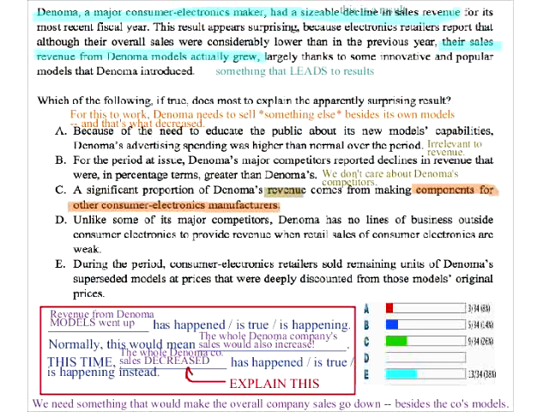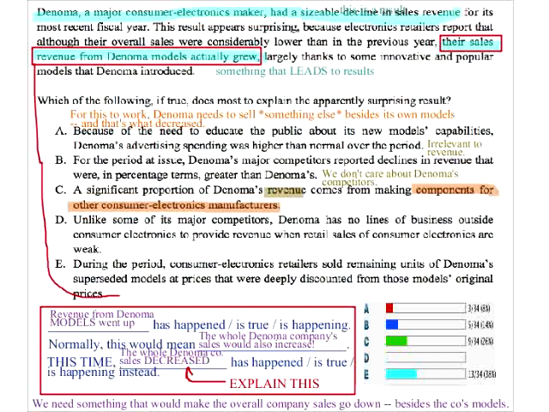During the period, electronics retailers sold remaining units at prices. But see, okay, the reason why this doesn't help is because this is included in this figure that's here. Their sales revenue from Denoma models actually went up. So that's the reason why E doesn't help, is because this is still a component of the overall sales revenue that increased.